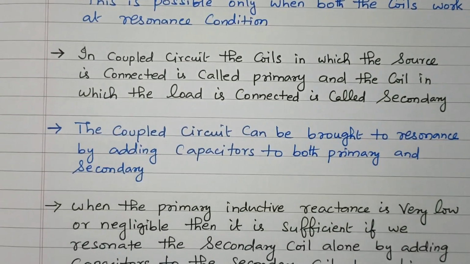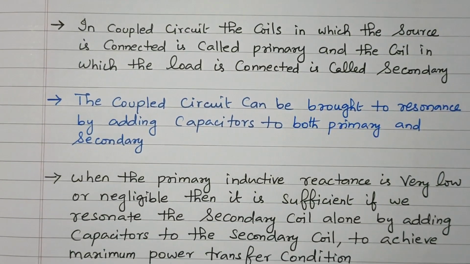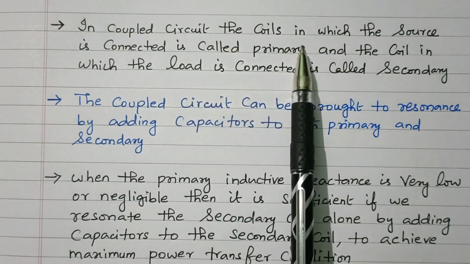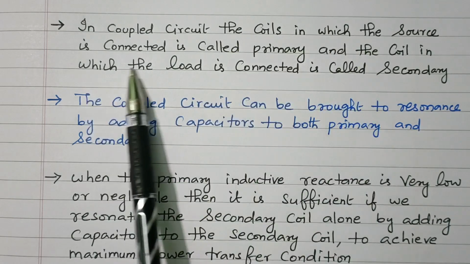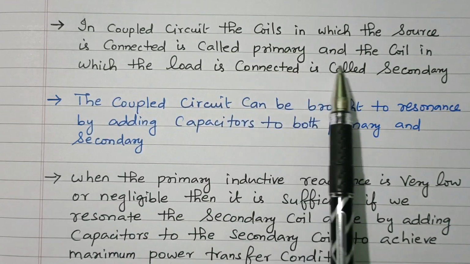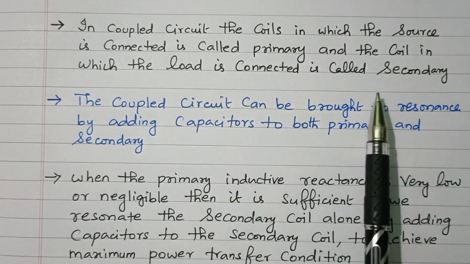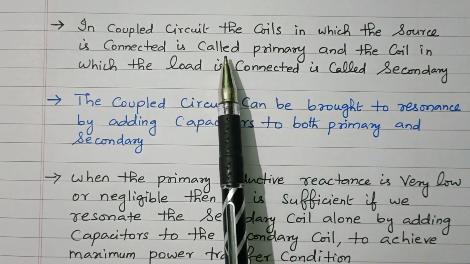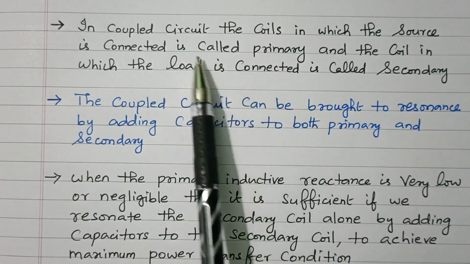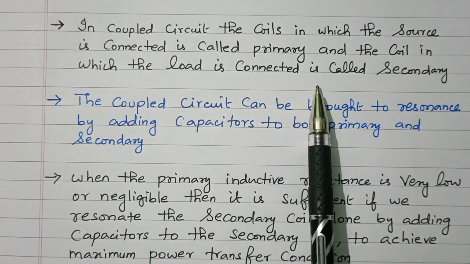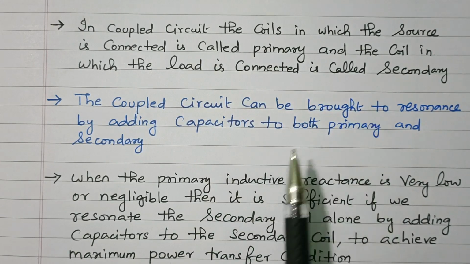Now we'll see the further details. In a coupled circuit, the coil in which the source is connected is called primary, and the coil in which the load is connected is called secondary. Two coils are available. The coil connected with the source is called primary. The coil connected with the load is called secondary.